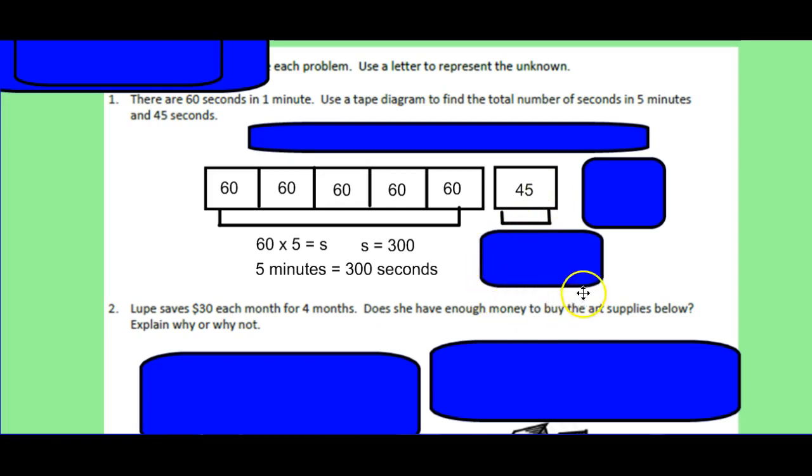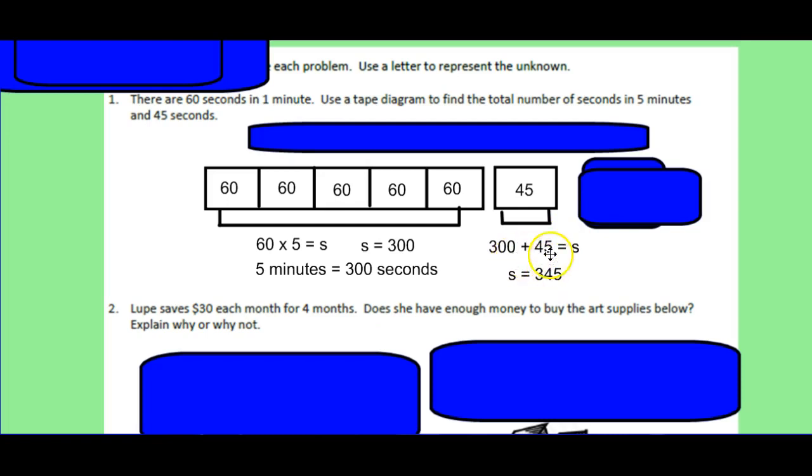And then you're going to write the next equation that we're going to solve to find the answer to this problem. So on your problem set, what is the next equation that we need to solve to figure out how many seconds there are in 5 minutes and 45 seconds? Play whenever you're ready to check it. I was looking for 300 plus 45 equals S, because we're still looking for seconds, and S in this case is 345.